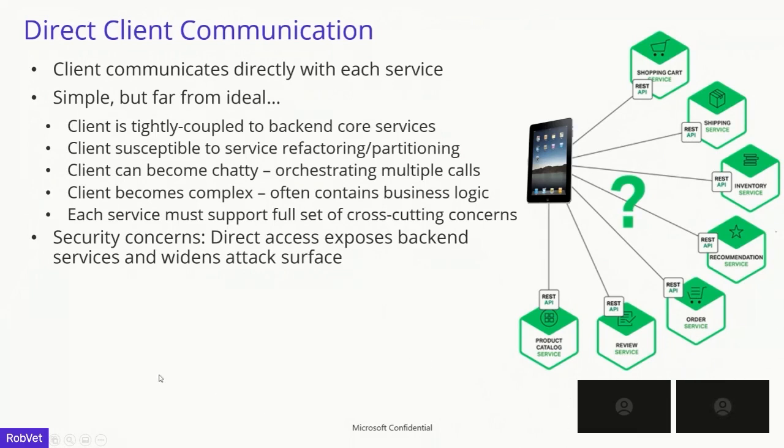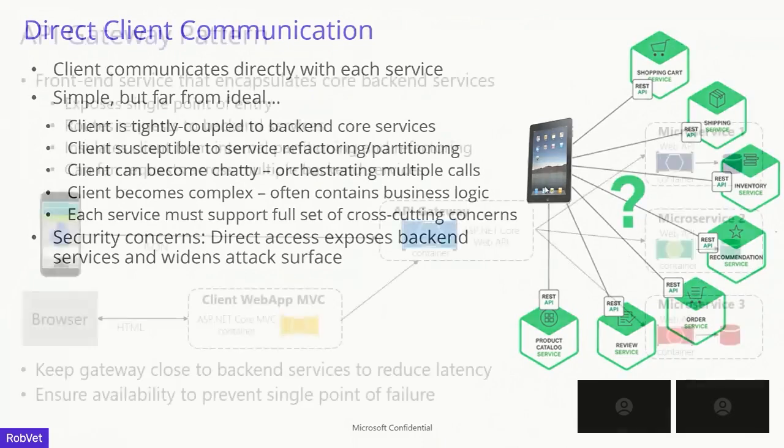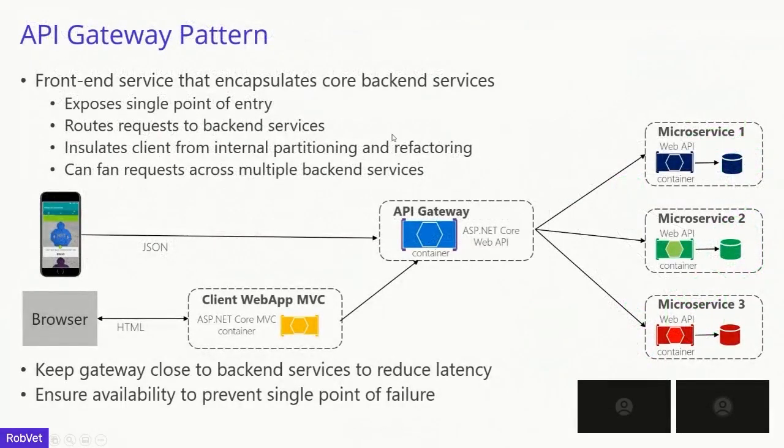So, and one more big thing, look what's going on here. Anybody see this? There's a security concern here, isn't there? Our front-end client has direct access to back-end services. We're exposing these back-end services to the front-end client. We're widening our attack surface. We don't really want to do that. So again, while we can build this simple direct client communication, it's not often done in practice. Instead, what we see is this.